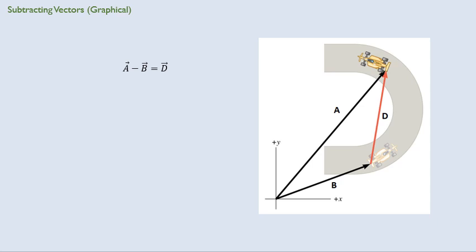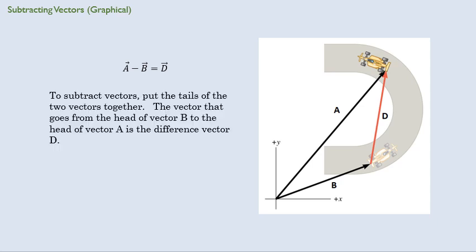Now, if we want to subtract them, we have to think about this differently. So here we have A minus B equals D. And the trick here is that we put the tails of the two vectors in the same place, and then the vector that goes from the head of B, that is the vector that's being subtracted, to the head of the vector A, that is the vector that we're subtracting from. Okay, so we get this vector D here as the difference between those two heads.